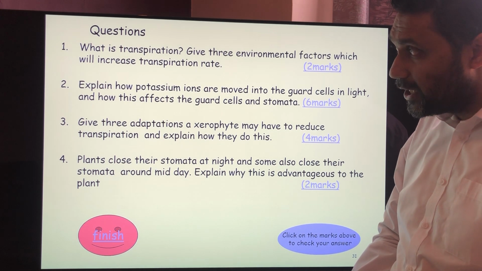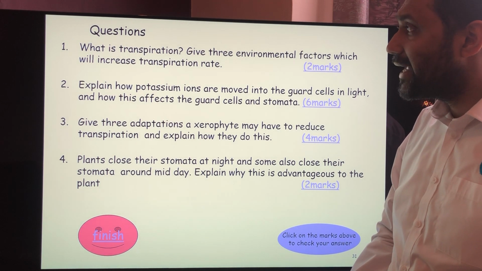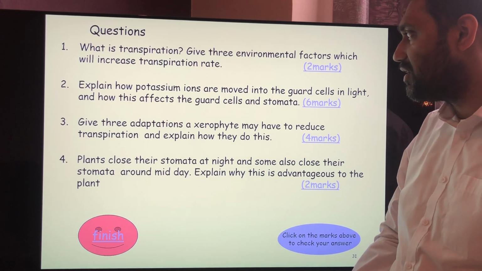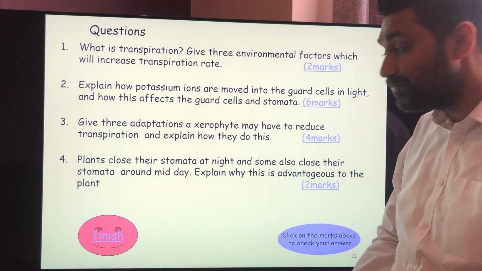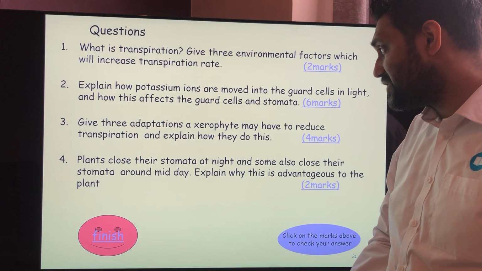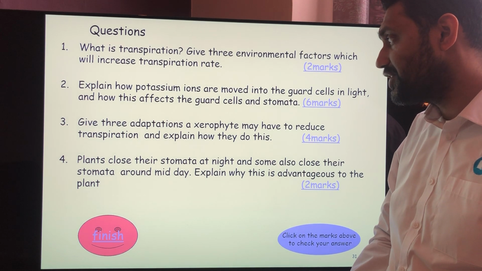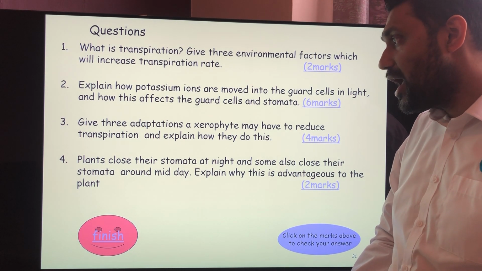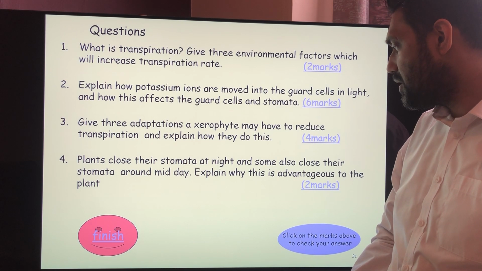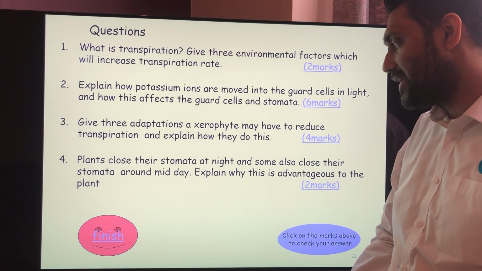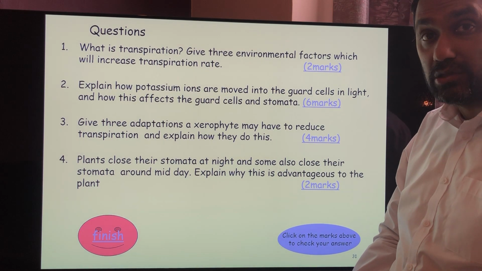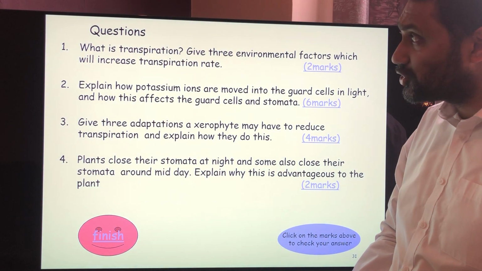That's question 1. Question 2, explain how potassium ions are moved into the guard cells in light and how this affects the guard cells and stomata. A 6-mark question. Question 3, give 3 adaptations xerophytes may have to reduce transpiration and explain how they do this. That's 4 marks. And question 4, plants close their stomata at night and some also close their stomata around midday. Explain why this is advantageous to the plant. That's 2 marks.